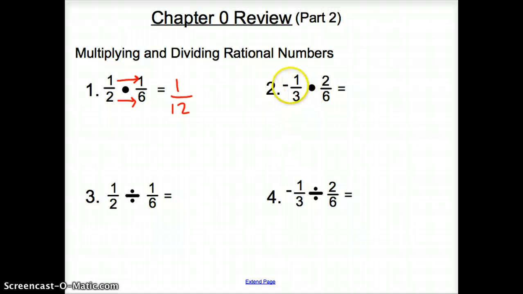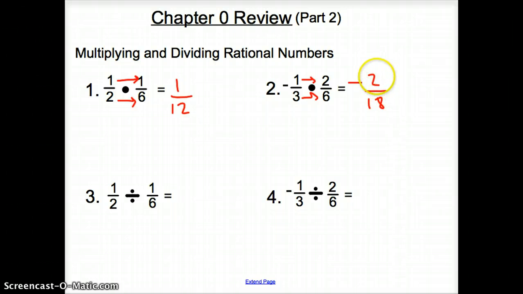To 2. Now we have a negative times a positive. Remember back to yesterday, a negative number times a positive number is always going to be negative. Again, we multiply straight across the top and straight across the bottom. So here we have 2 on top over 3 times 6 is 18. Now, can this be simplified? Can we take a number out of the top and the bottom?